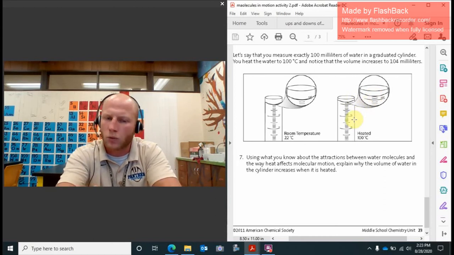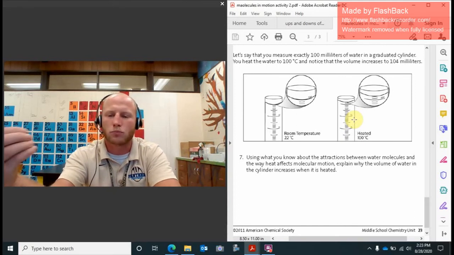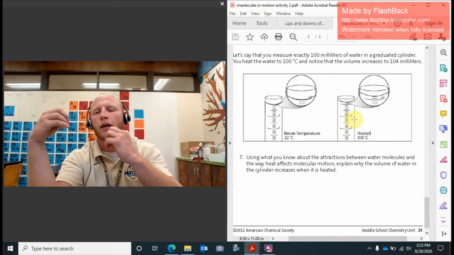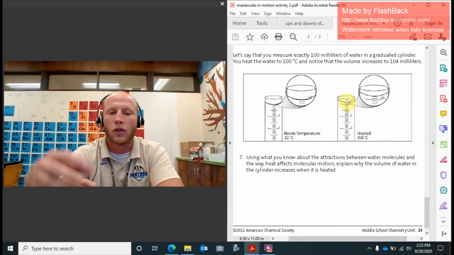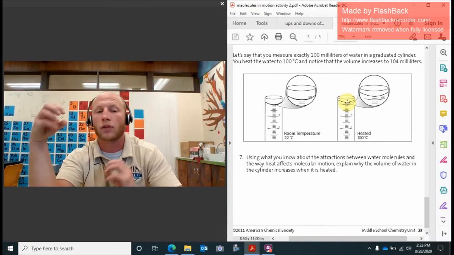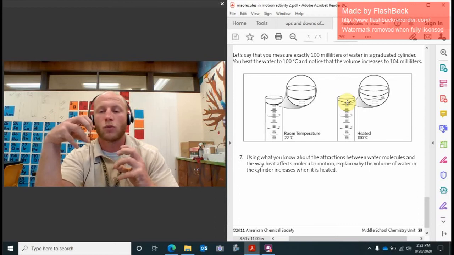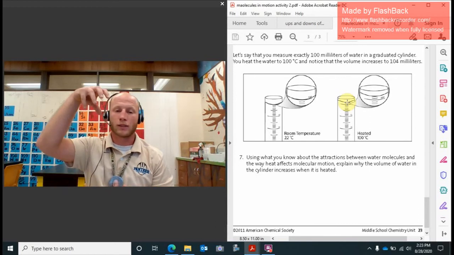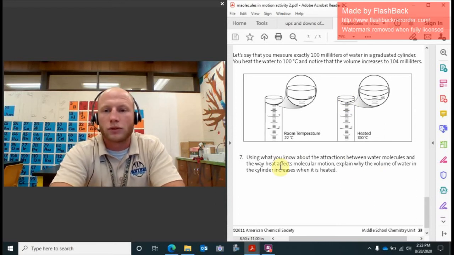So what's going on? Is there more water entering this graduated cylinder? Is it just coming out of thin air? No, that's not the case. Just like what we talked about, as you increase the heat to something, you increase the temperature. These particles start moving around a lot more, and they start spreading out, so it gives us this look that there's more water, but in actuality, the water itself is expanding. Now, the H2O particles are not expanding, they're just moving farther away. So the water itself in the graduated cylinder is expanding. And that is pretty much the answer to number 7.